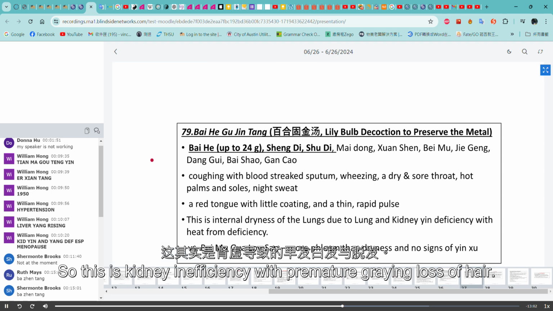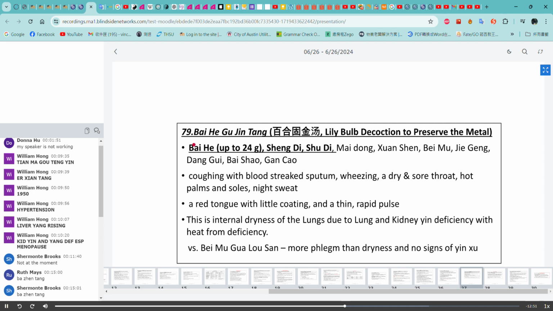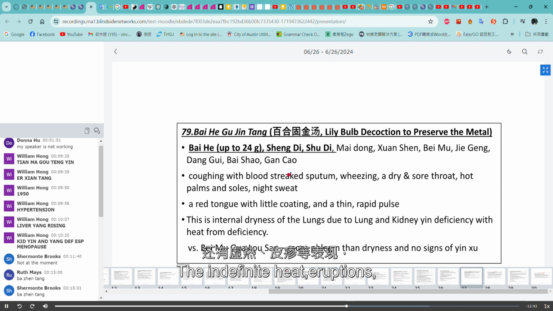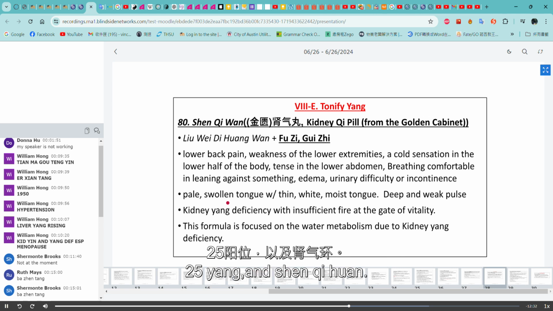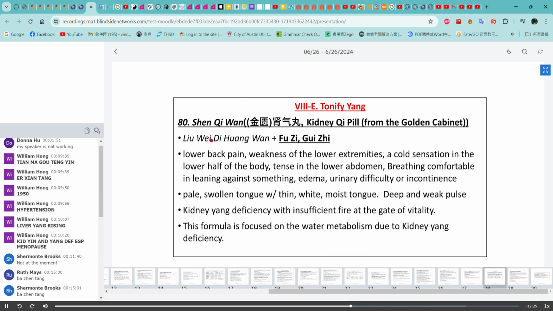And Baihe Gujin Tang, so this is kidney and lung insufficiency with lung dryness. So dry cough, dry sore throat, even coughing with blood-streaked sputum. So insufficiency heat ruptures the blood vessel, and you can cough blood. And then that's yin, then yang, and Shen Qi Wan. So again, Shen Qi Wan is Liuwei Dihuang plus Fuzi and Guizhi.